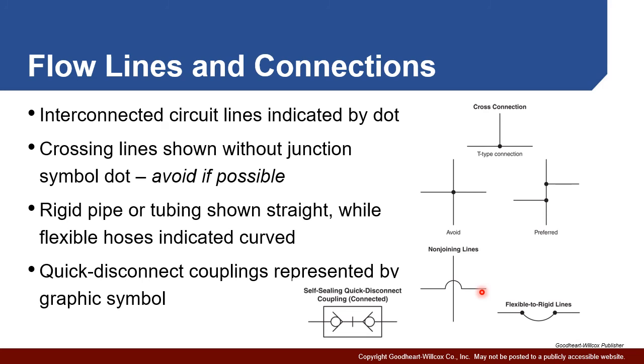You'll see straight lines. You'll also see these curved lines. Straight lines indicate a rigid conductor, something like a pipe or tubing. If you have a flexible hose, something that's going to be bendable, then oftentimes you use this slight loop in here, again connected to the 2 rigid lines to indicate that.